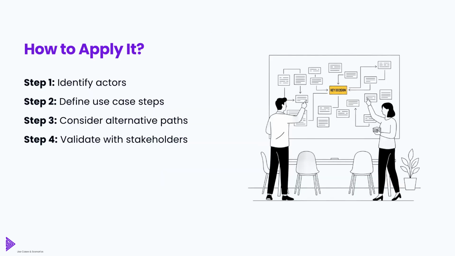Here's how to apply it in practice. Start by identifying the actors, the people or systems interacting with your solution. Next, define the use case steps in sequence, capturing the main flow from start to finish. Then explore the alternative paths. What happens if something goes wrong or if the user takes a different action? Finally, validate everything with stakeholders to make sure no steps, conditions, or behaviors are missing.